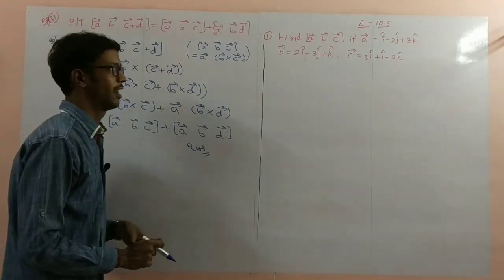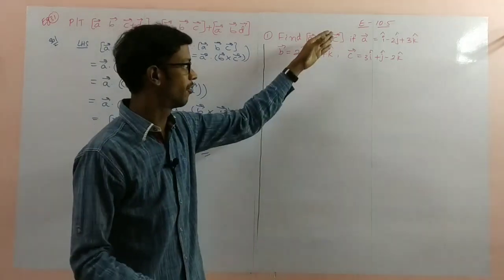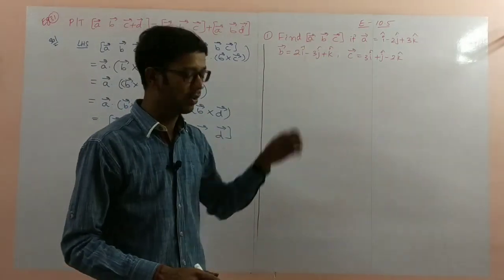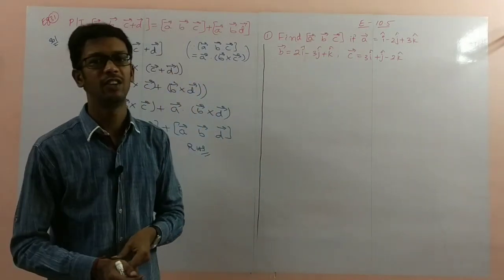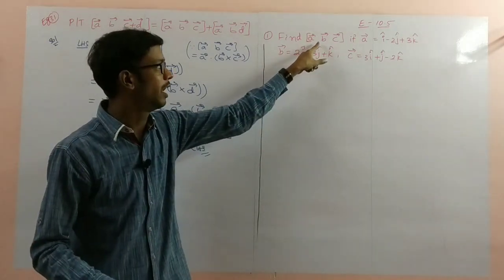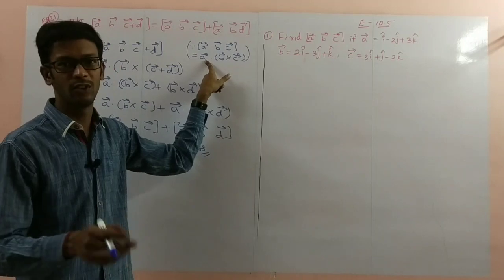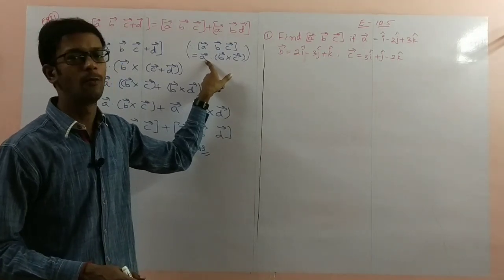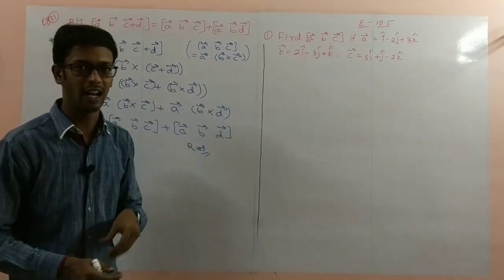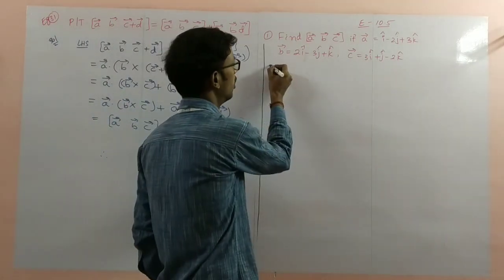Next, exercise problems, exercise 10.5. Problem number 1. Example problems we already discussed: box of A bar, B bar, C bar. Otherwise, sometimes they can ask A bar dot of B bar cross C bar also. No problem. Solution.